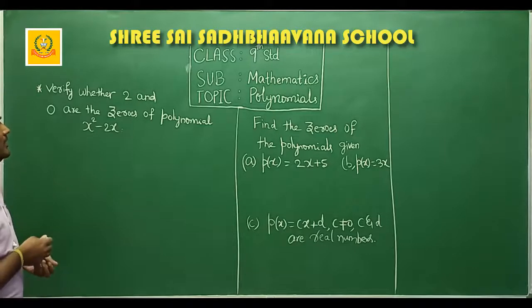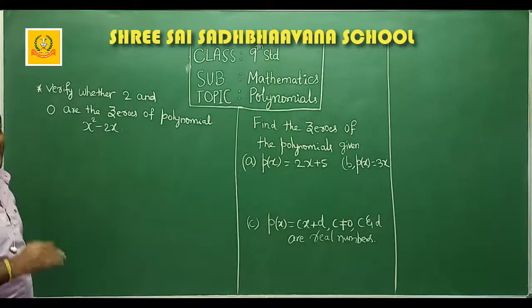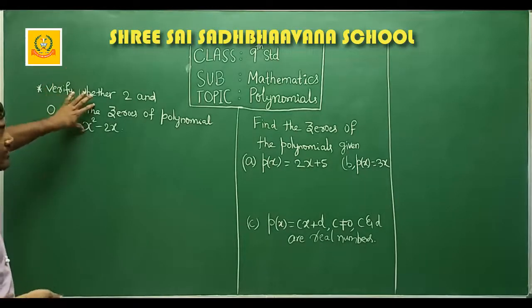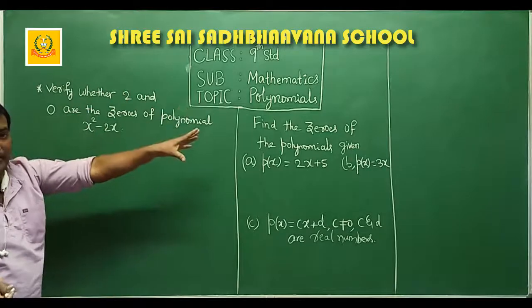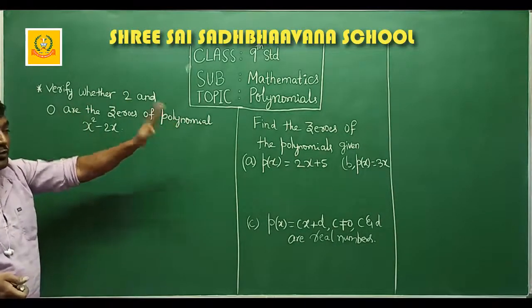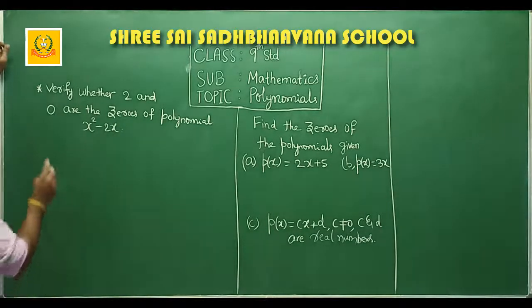So here we have to check whether 2 and 0 are the zeros of the polynomial. We have to verify. See, the question is just to verify, not to find the zeros. Finding the zeros is another question. So there are two different questions, and we have to approach them in two different ways. So verification, how will you do?